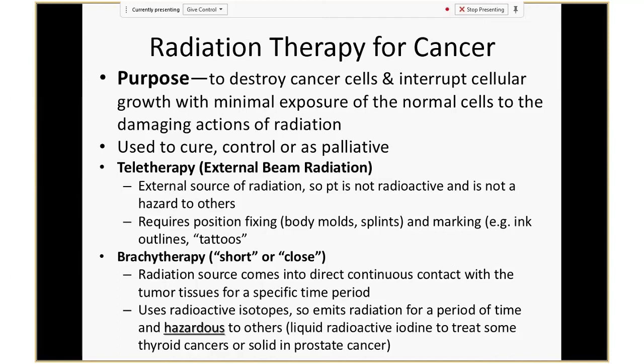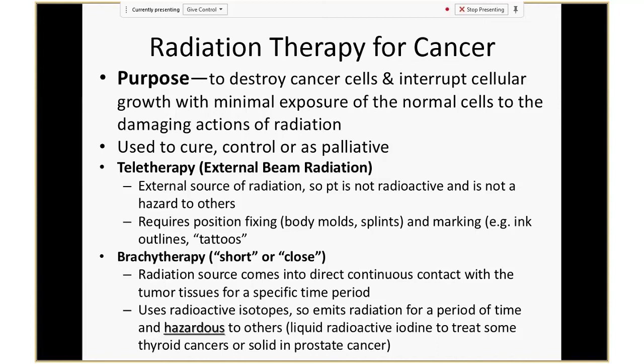So a lot of the things we look for is damage to the regular cells, and that's a lot of the treatment with radiation. We want to make sure that we actually see or know exactly what the radiation is doing to the body. Okay, it's used to cure, and it can be used to control the growth, or it can be used as palliative, just to shrink the tumor so the patient's not in as much pain.